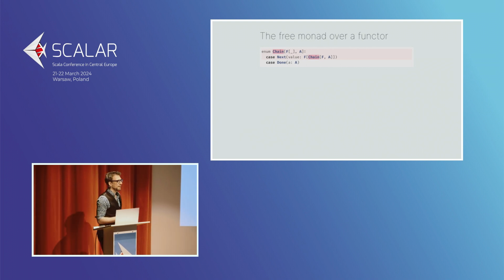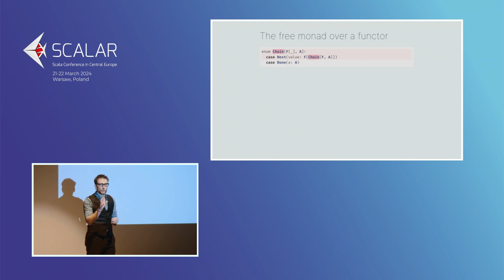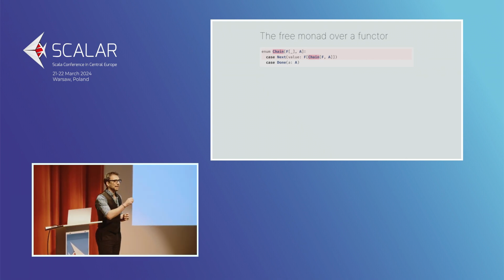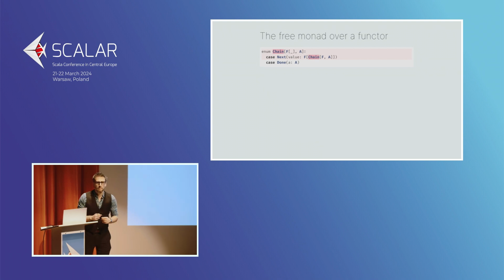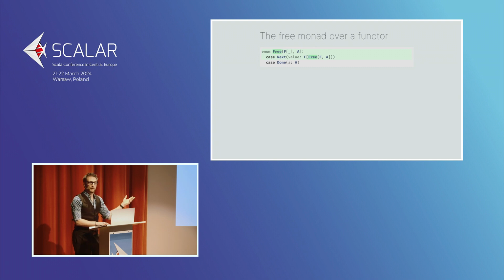What we have invented here is not, in fact, chain. What we've done is we created a construct that, if you give me a type constructor that happens to be a functor, I'll give you a monad for free. Where the name free comes from. This is the free monad over a functor, also known as free.